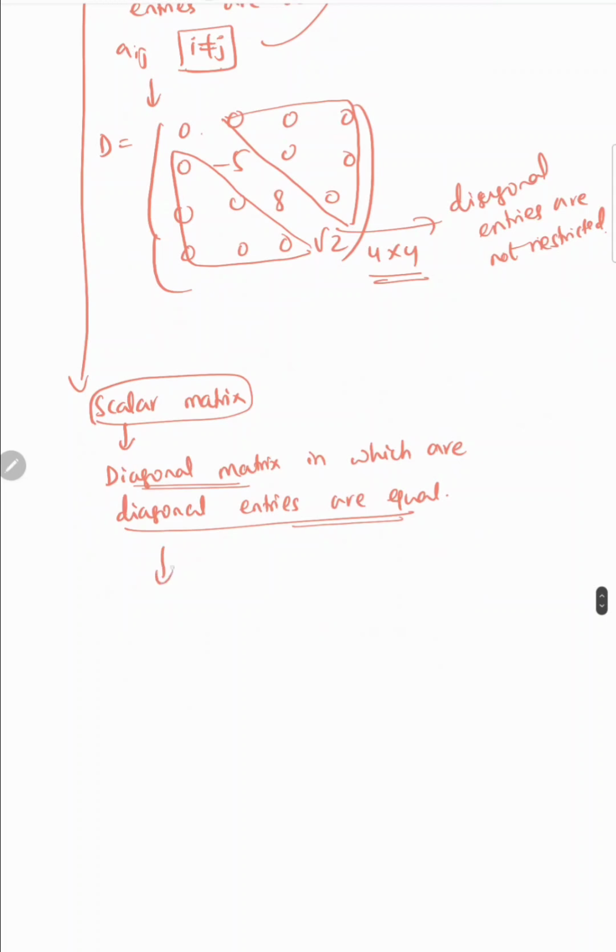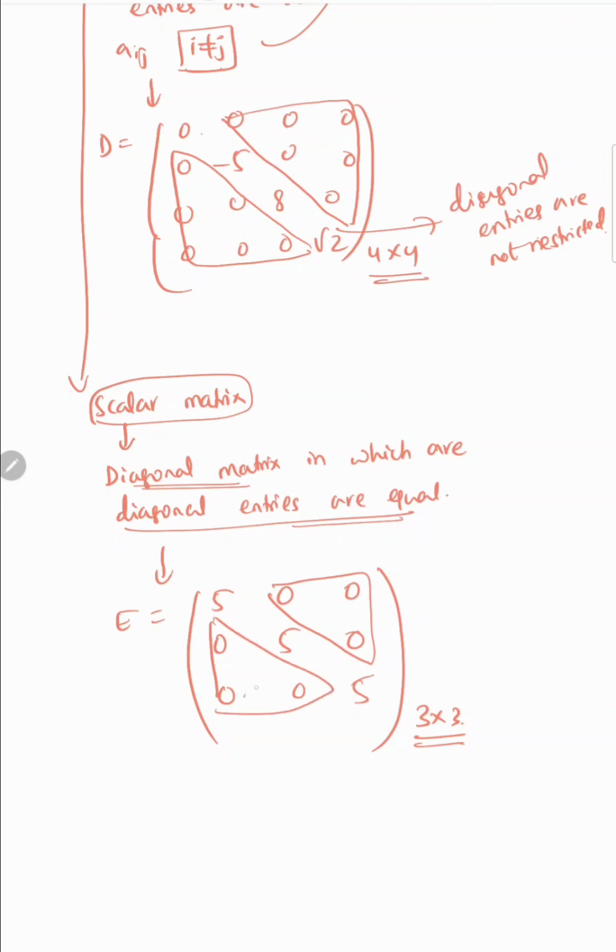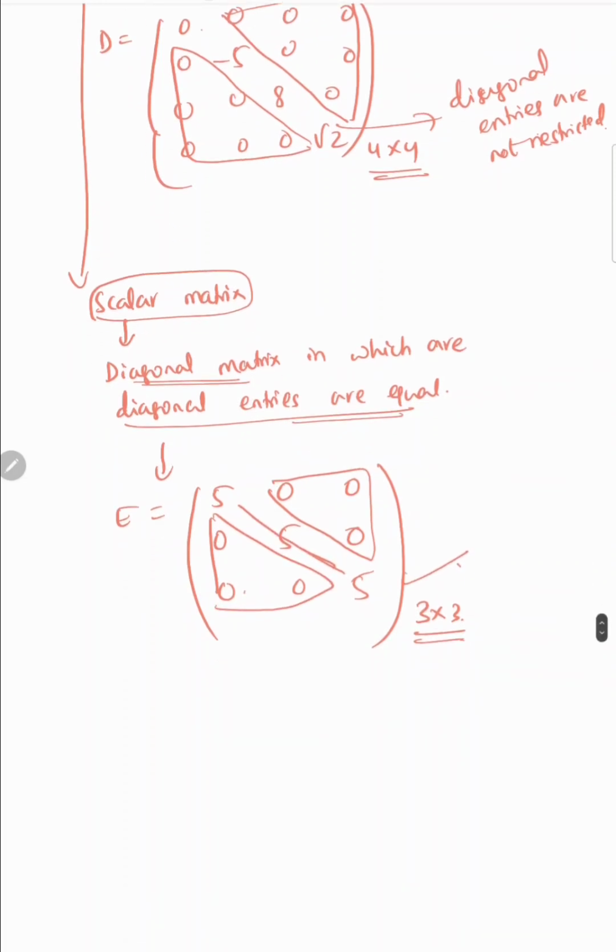So we can see an example. I can take a matrix E as 5, 0, 0, 0, 5, 0, 0, 0, 5. We can observe first that it is a square matrix of order 3, or a 3 by 3 matrix, and all the non-diagonal entries are 0, and all diagonal elements are the same. So this is an example of a scalar matrix.